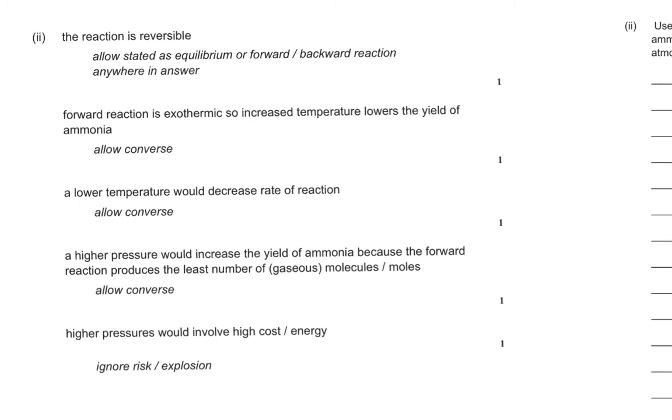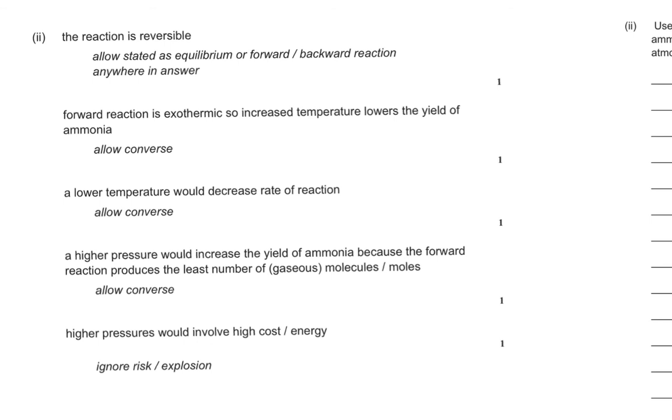So if you refer to equilibrium or forward or backward reactions, maybe when you're explaining about why the forward reaction would lower the yield of ammonia, or anything later on, then you will get that mark. So that's a mark that's just going to be there. It's just the idea that you understand that this is an equilibrium question.